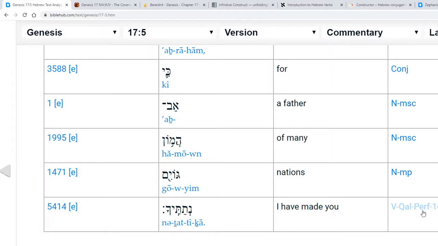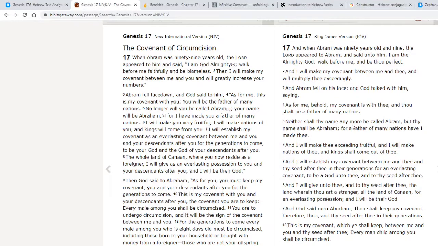Okay? So, call perfect, right? It's in the past tense. And then there's the suffix ha, meaning second person masculine singular. I have made you. Right? Natati means I have made, or I have put, or I have given. Ha is the suffix second person masculine singular you. Okay? Let's look at King James.